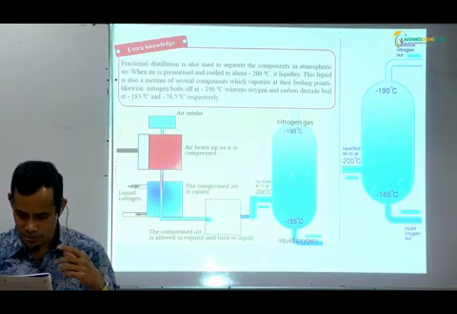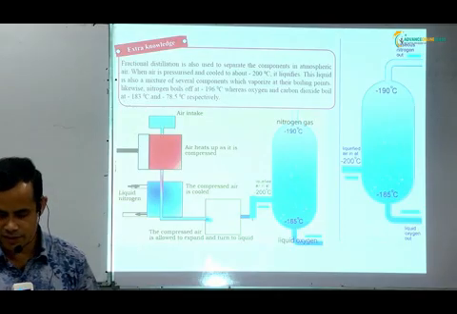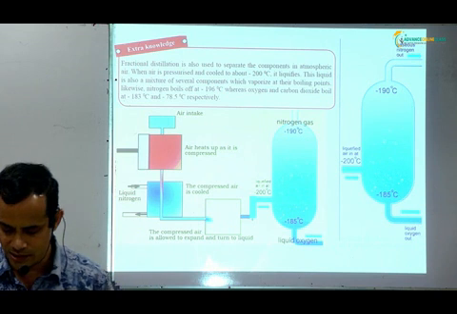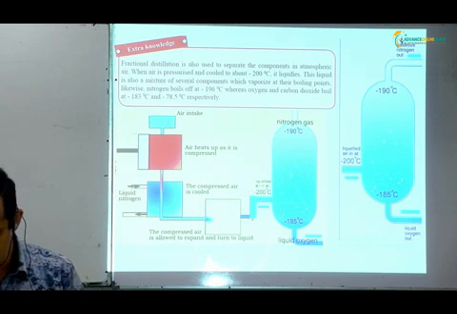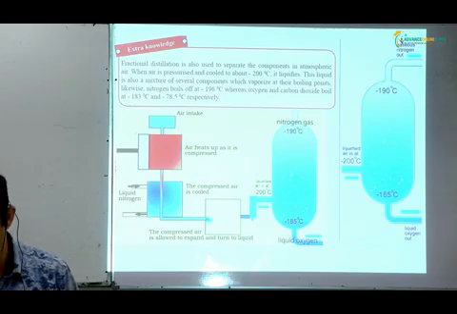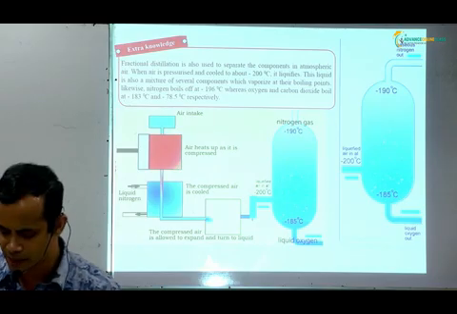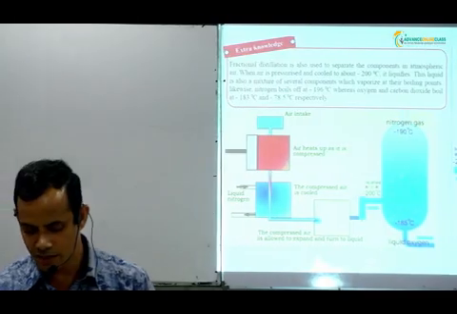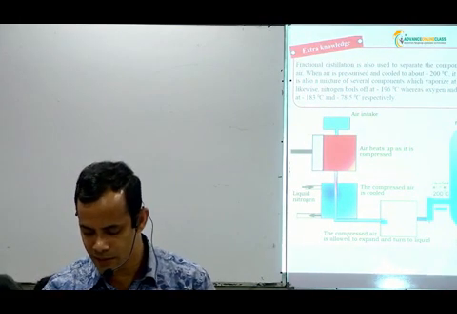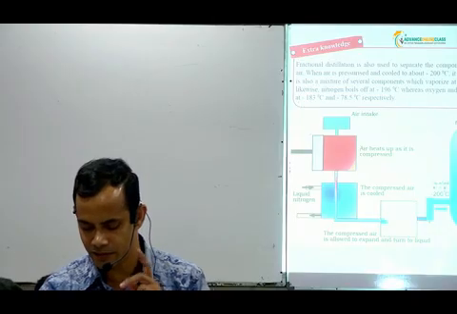Fractional distillation is also used to separate components in atmospheric air. When air is pressurized and cooled to about minus 200, it liquefies. This liquid is a mixture of several components. They vaporize at their boiling points. Nitrogen boils off at minus 196 Celsius, whereas O2 and CO2 at minus 183 degrees Celsius and minus 78.5 degrees Celsius respectively.